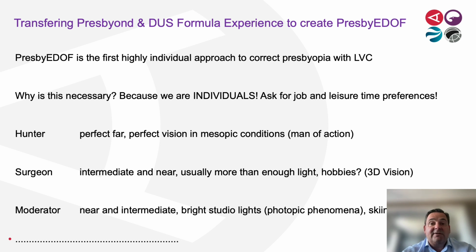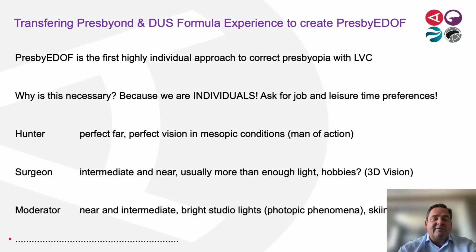They have different jobs, different hobbies. For example, a hunter needs perfect far, a perfect vision in mesopic conditions. A man of action, a surgeon, needs perfect intermediate and near. Usually he has more than enough light, but the question is, does he have any special hobbies? I once did surgery on a moderator. He, of course, needed near and intermediate, but had bright studio lights, so we have to think about photopic phenomena. And in wintertime he went skiing every day.